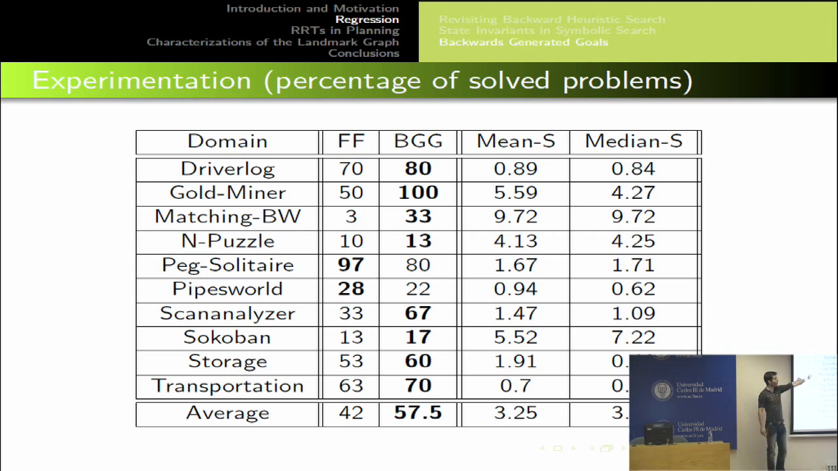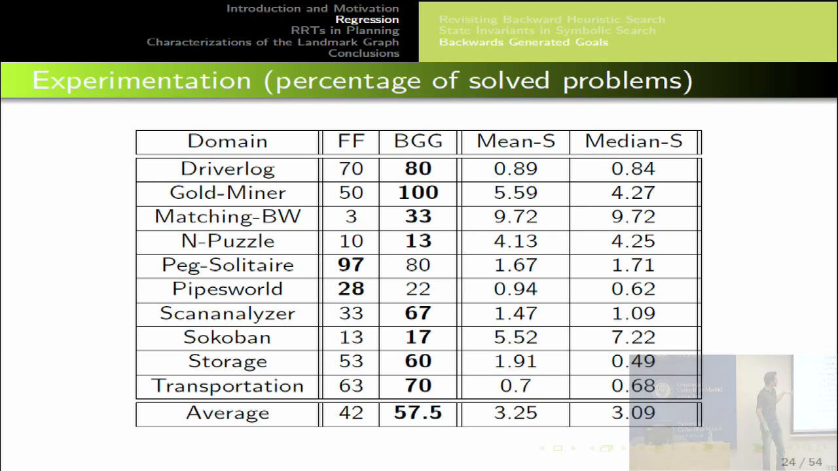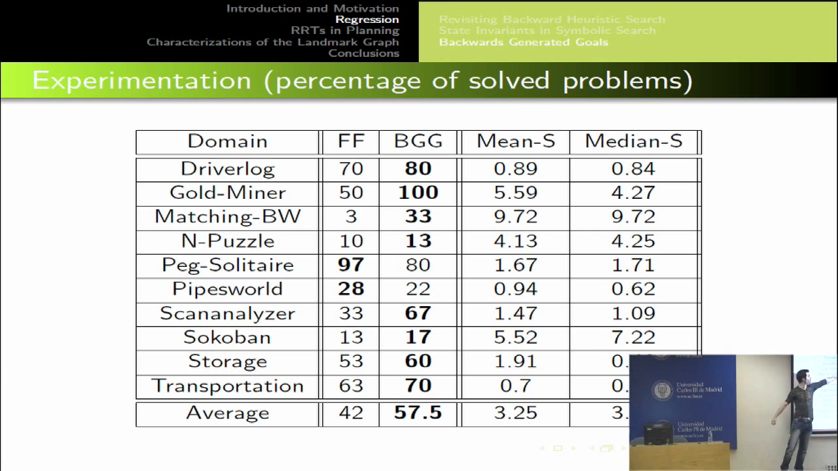In this case, we're talking about the percentage of solved problems from these sets of domains. First one is Java FF. Second one is BGG on top of Java FF. We're using both heuristics. Both of them use preferred operators or helpful actions in these cases. As we can see here, for example, this gold miner domain, here there are strong constraints at the end of a problem. It's kind of a trap for forward chaining again. We go from solving half of the problems to solving the whole set. And overall, we get a better coverage.